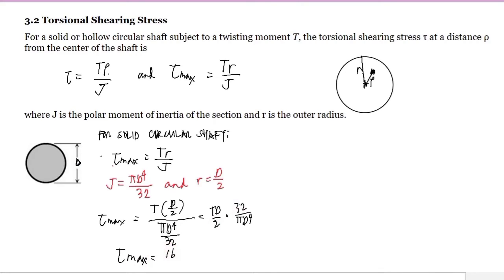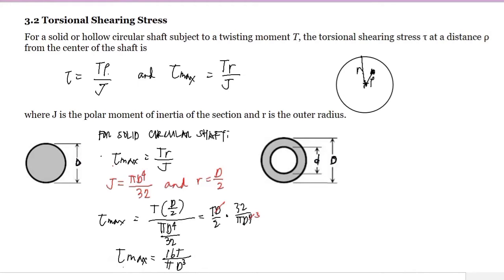And we have here T, d, makakancel yung isa, and we have here cube sa denominator, and we would have pi d cube. So this is the formula for the maximum shearing stress on the solid circular shaft. How about if we have a hollow circular shaft?